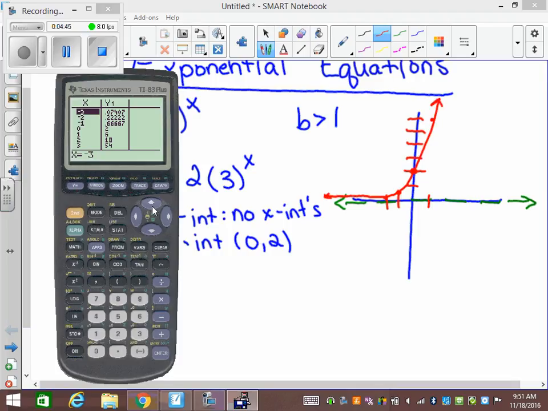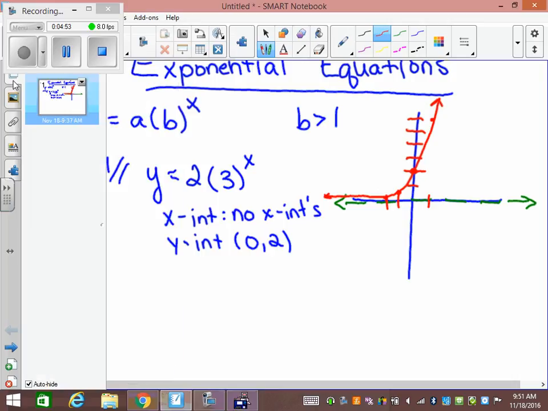You always read graphs from left to right. So is this graph getting bigger as I'm going up from left to right or smaller? It's getting bigger. So this is actually an exponential growth.